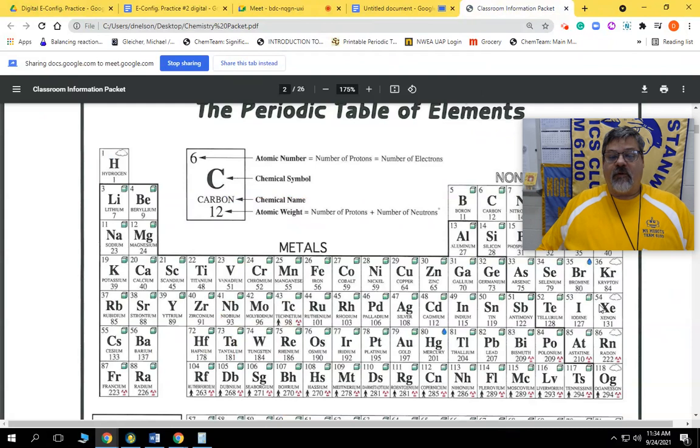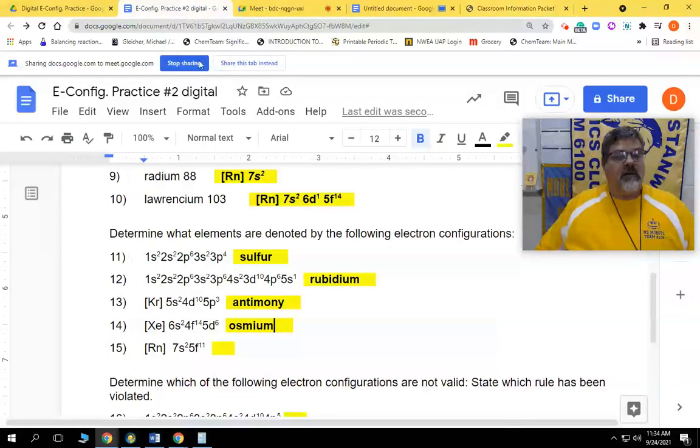So xenon is 54 plus 22 is 76. I go to 76, I have osmium. Look at that. It works out perfectly when we go ahead and do that.